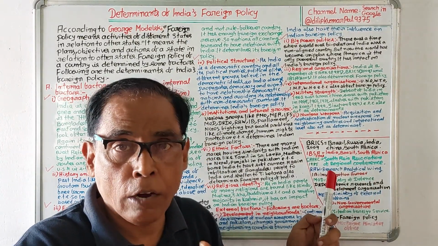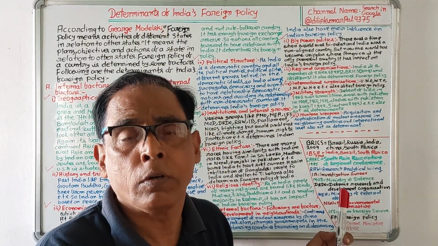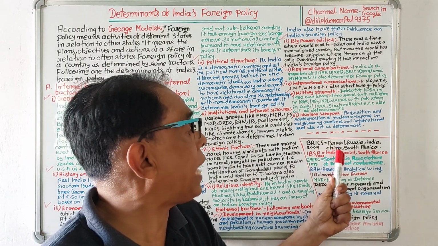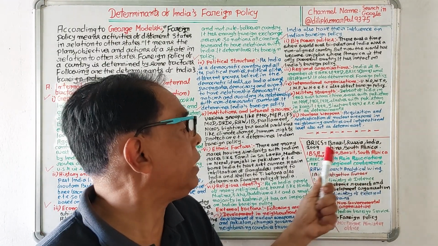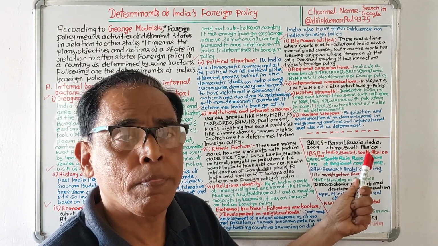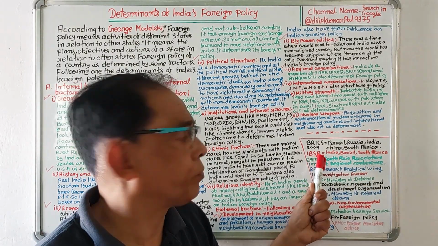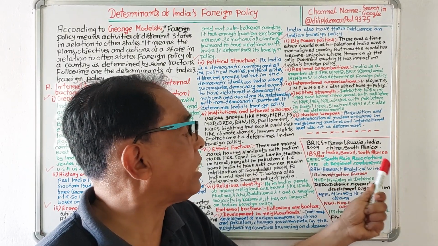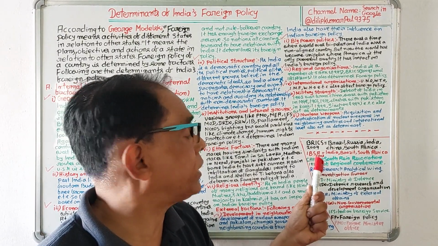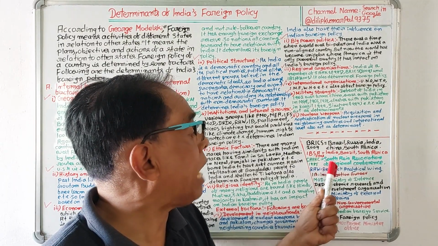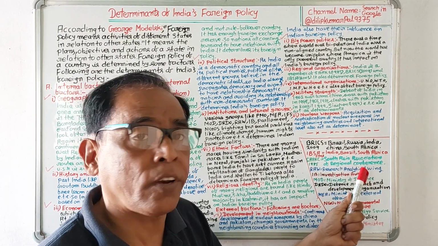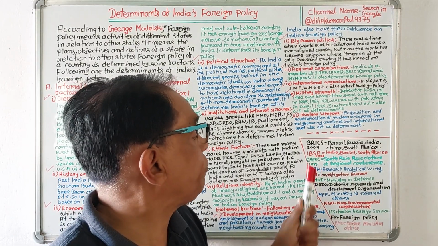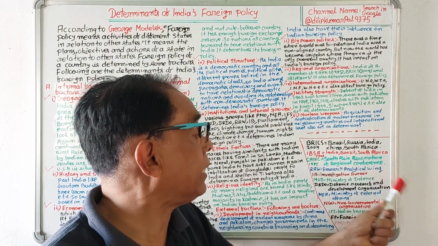Here, I will elaborate some abbreviations. BRICS stands for Brazil, Russia, India, China, South Africa. It was formed in 2009. IBSA, I for India, B for Brazil, SA for South Africa. It was formed in 2003. SAARC, South Asian Association for Regional Cooperation. It was formed in 1985. RAW means Research and Analysis Wing.